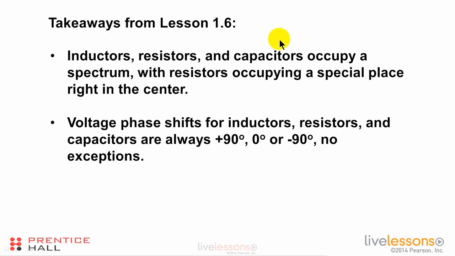All of these places in the coming lessons, we will see some of the stuff we've been discussing in this lesson. So the takeaways from lesson 1.6: inductors, resistors, and capacitors occupy a spectrum, with resistors occupying a special place right in the center. Voltage phase shifts for inductors, resistors, and capacitors are always plus 90, 0, and minus 90 degrees, respectively, with no exceptions.